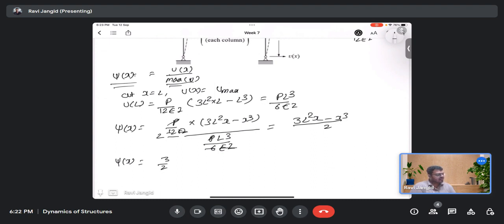Yes, L³ is also there. Okay, so that is 3 by 2 into x by L minus 1 by 2 into (x by L)³. Is it okay?